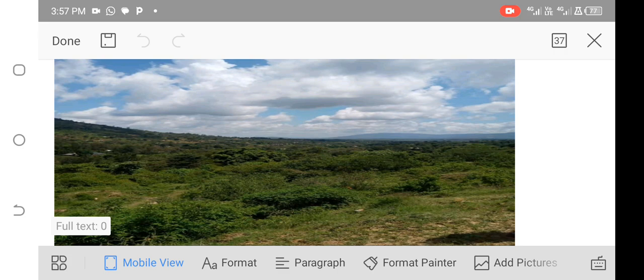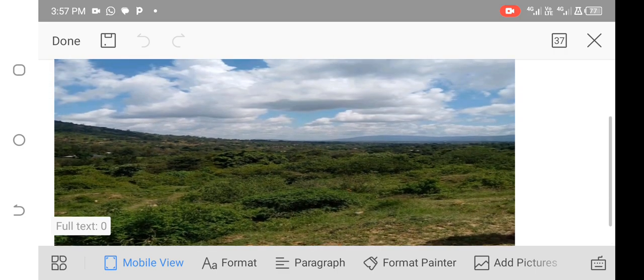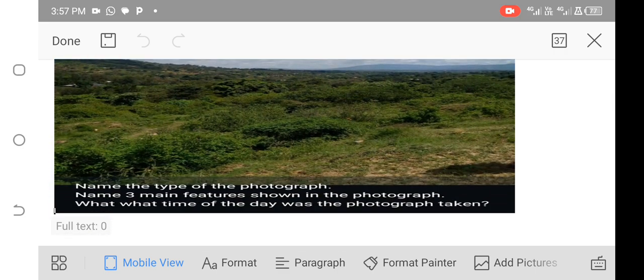Okay, at the middle ground, we have some patterns. Probably these are human settlements. What else can you see? A shadow. So the first question is, name the type of the photograph. Name the type of photograph.